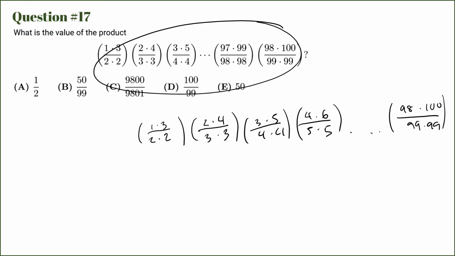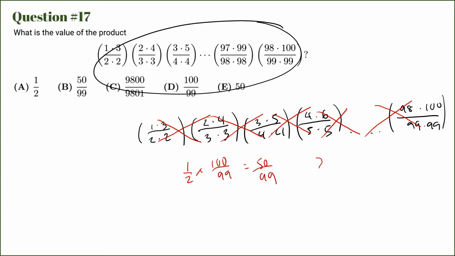Okay, so from here we can start canceling things out. We can start telescoping. So these cancel out, these cancel out, these cancel out, and eventually these are going to cancel out. So all we're left with is 1 over 2 times 100 over 99. So that's 50 over 99, which is B.